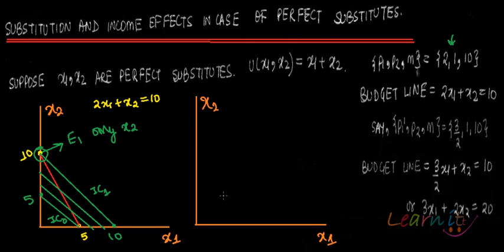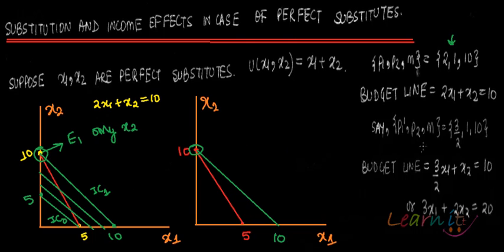Now let me again draw this, and let me tell you another case. So this is the first case, the case of the initial consumption bundle. We started with this. This was our initial budget line, 10, 5. Clear? And this was our initial bundle. Clear?